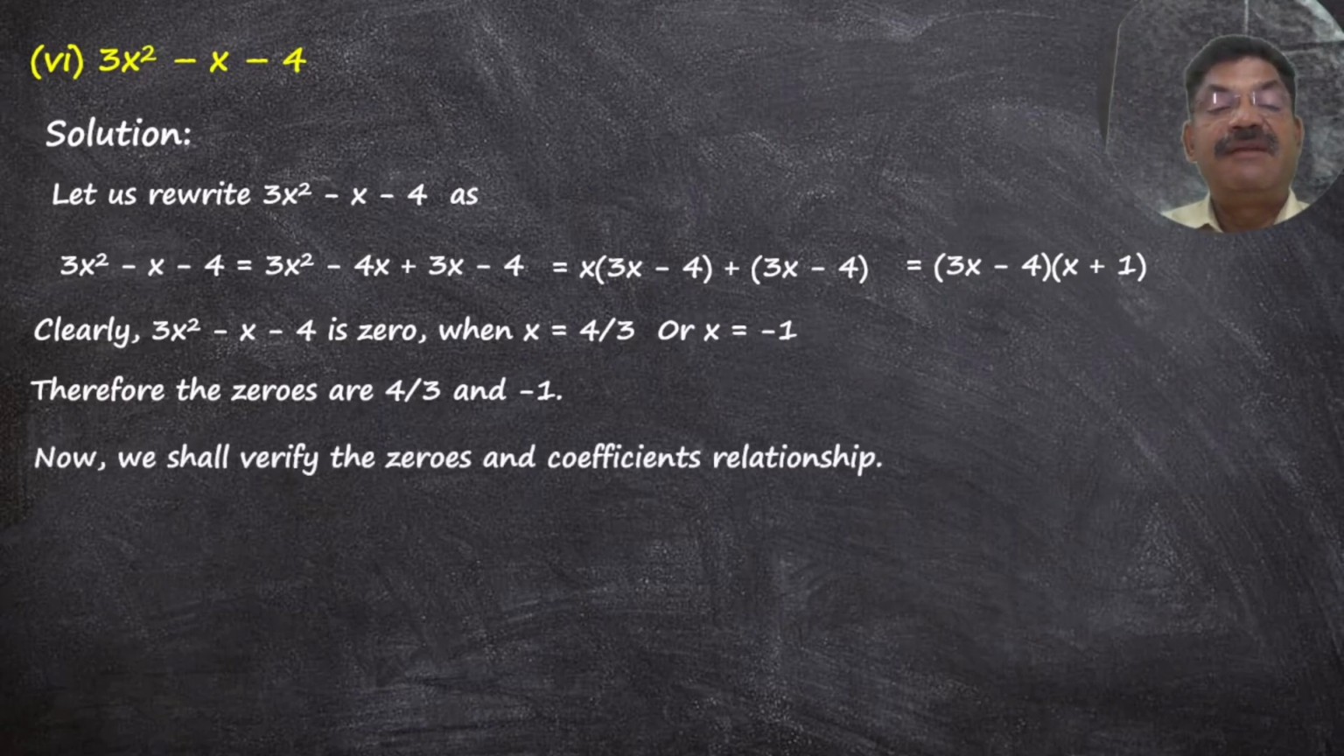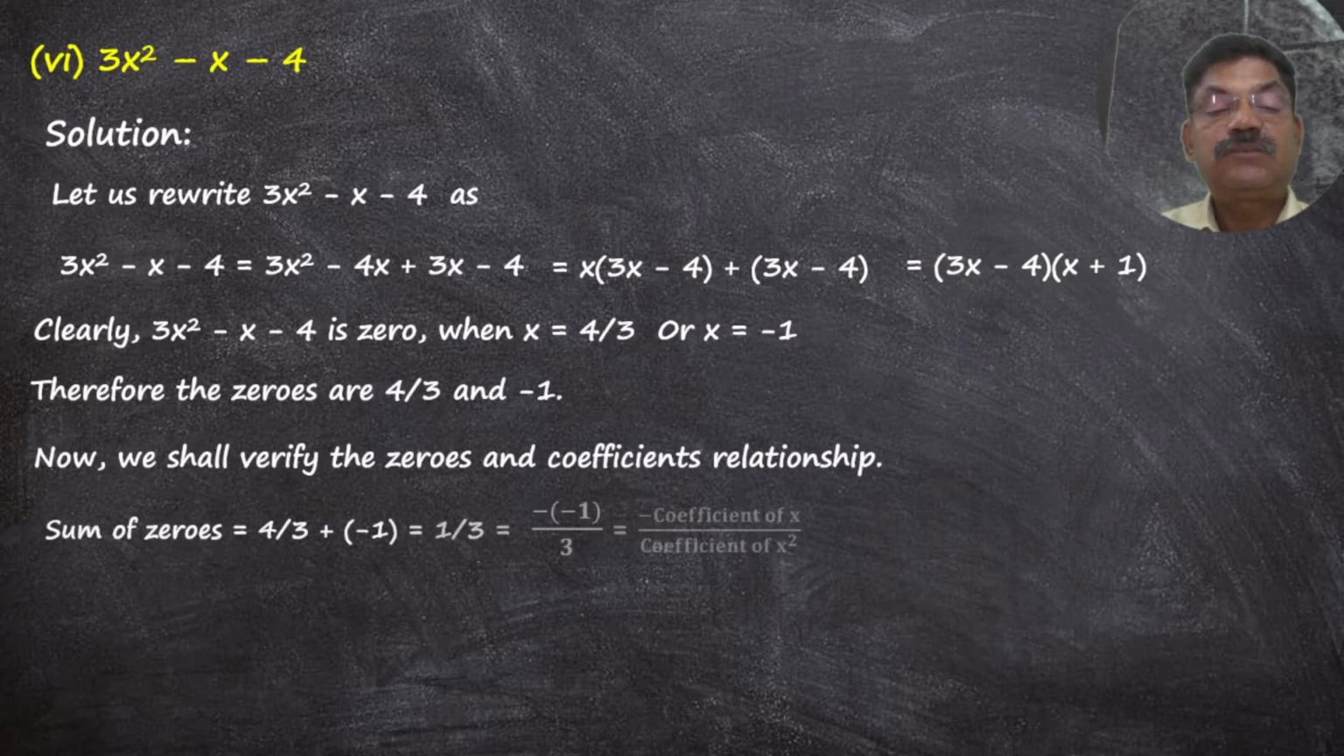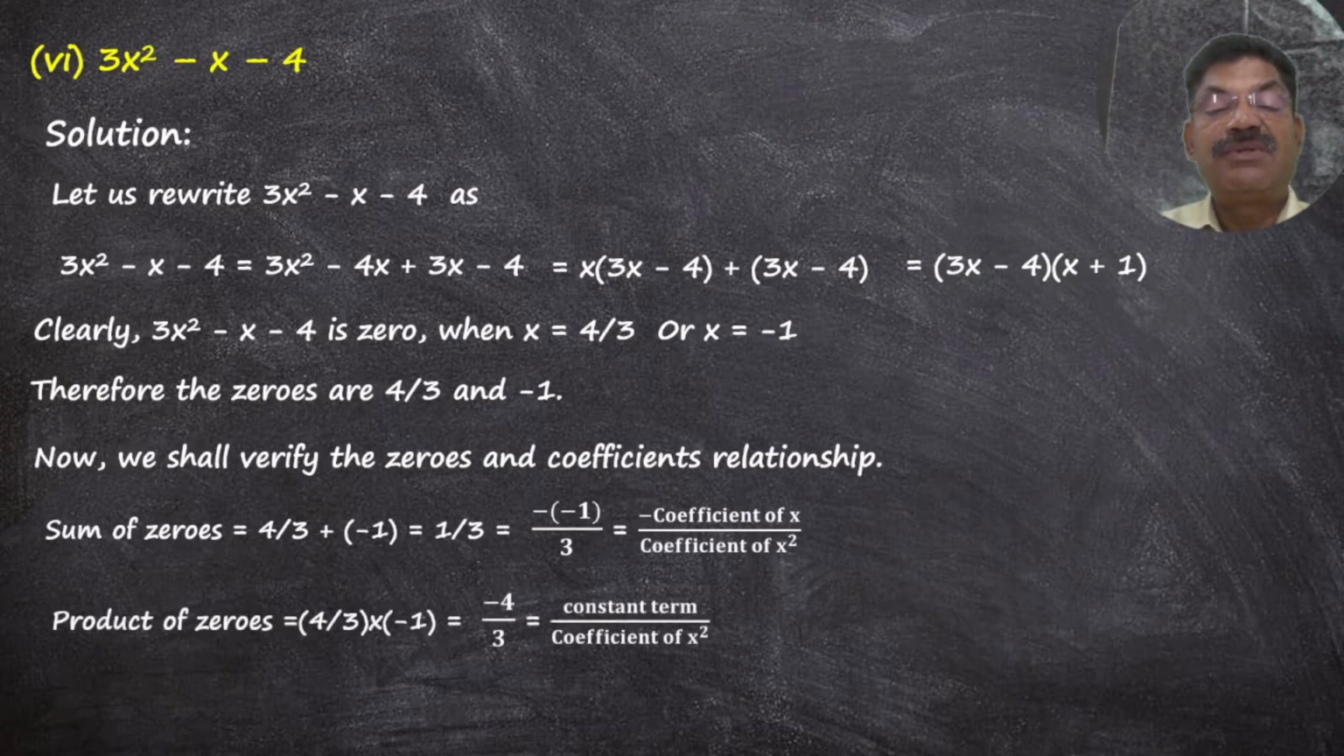Now we can easily verify the relationship between the zeros and coefficients. Sum of zeros is equal to 4 by 3 plus minus 1. When you cross multiply, you get 1 by 3, which is same as minus of minus 1 divided by 3, which is equal to minus coefficient of x divided by coefficient of x square. Product of zeros is equal to 4 by 3 into minus 1, which is minus 4 by 3, which is same as constant term divided by coefficient of x square. I hope it is clear. The result is verified.